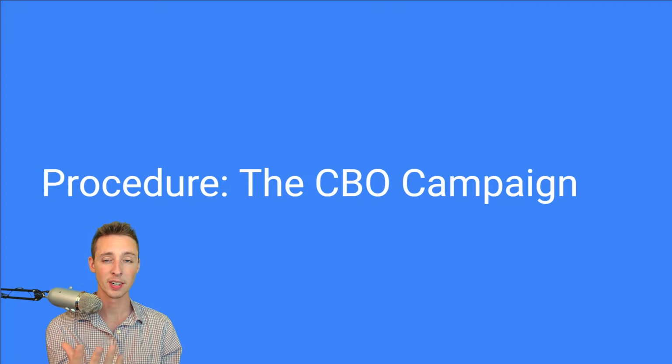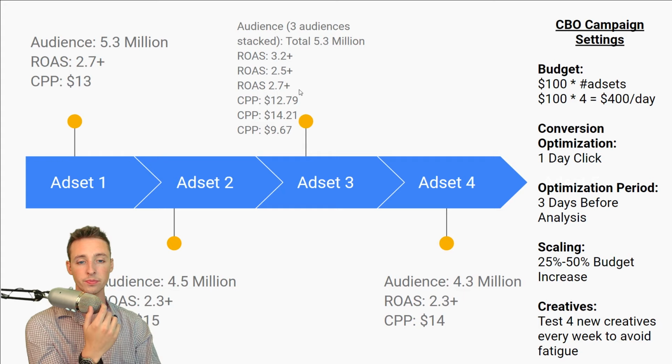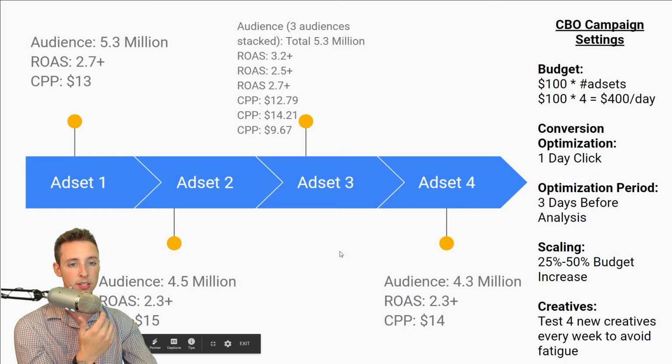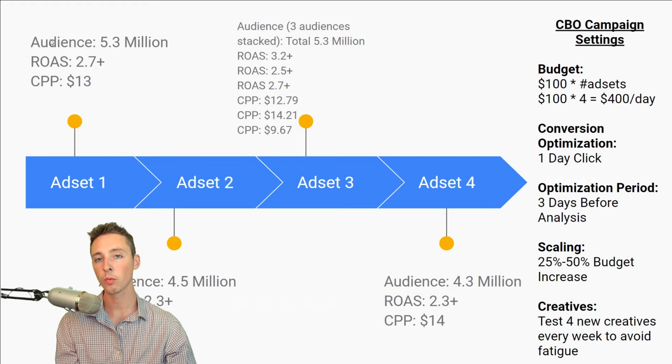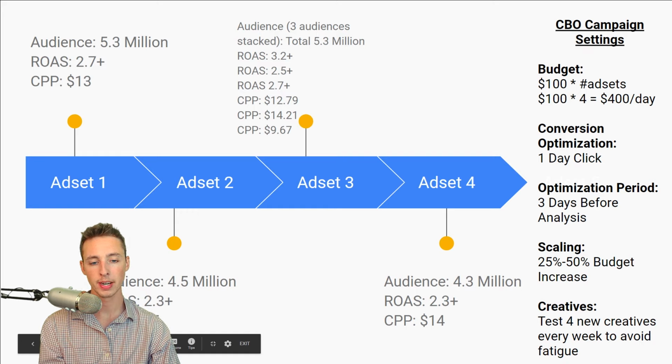How do I structure my CBO campaigns? What are my settings? And really, what do they look like? So this is it right here. I want you to look at this as a campaign with the ad sets in it. So this is a CBO campaign right here, and these are the various ad sets. I have one with an audience of 5.3 million, return on ad spend of 2.7, and a cost per purchase of 13. Next, 4.5 million, 2.3, and 15 cost per purchase. Here's a stacked one, as you can see, and then here's a fourth one.